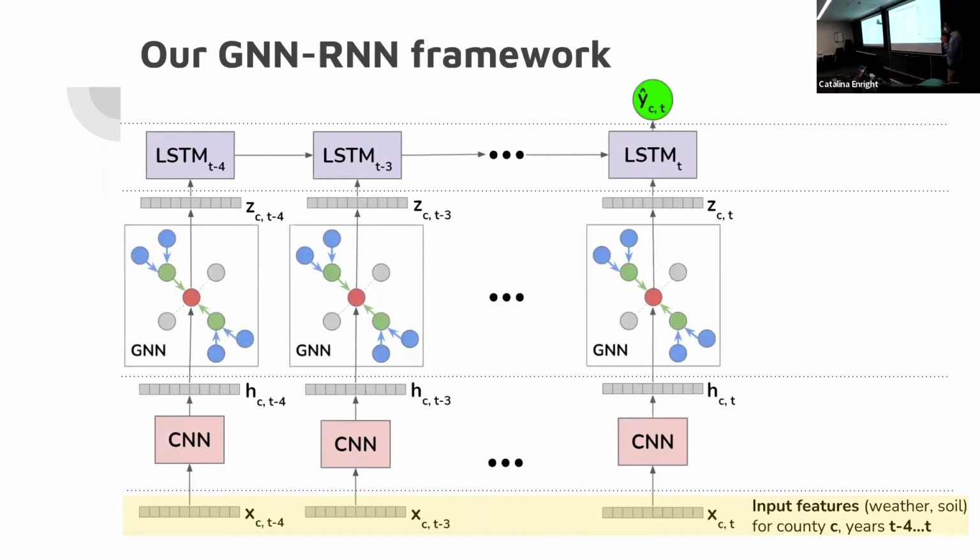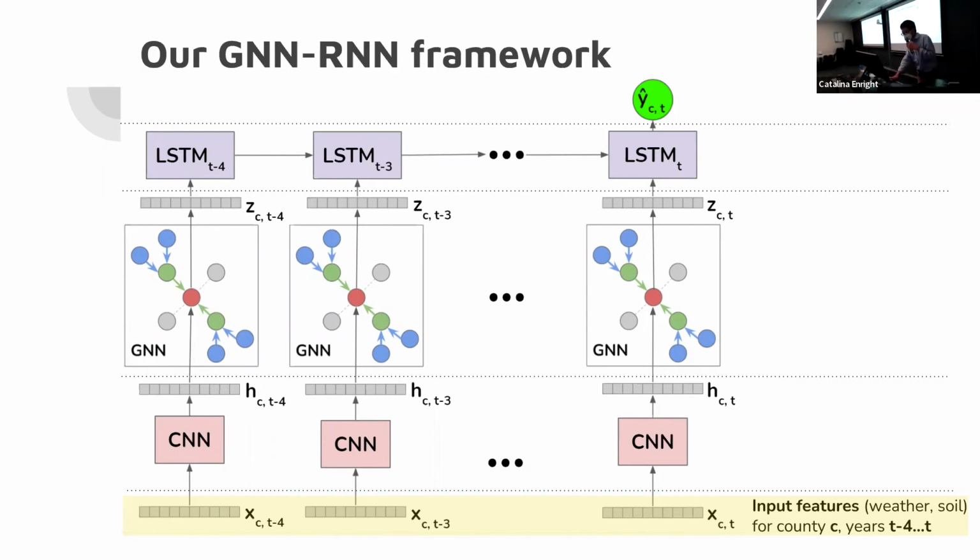Okay, so I'll briefly explain our method. We start with just the input features, such as weather and soil data for a particular county and a sequence of 5 years. So why do we use 5 years? Well, it turns out that there are also long-term trends in crop yields, such as crop yields have been increasing over time. So we think that using a sequence of 5 years might be helpful.